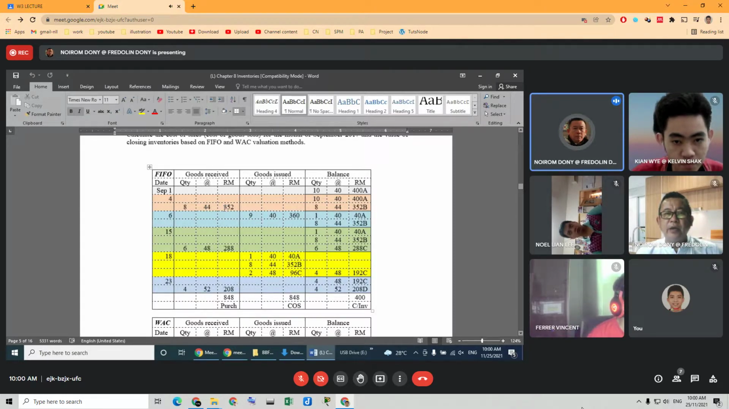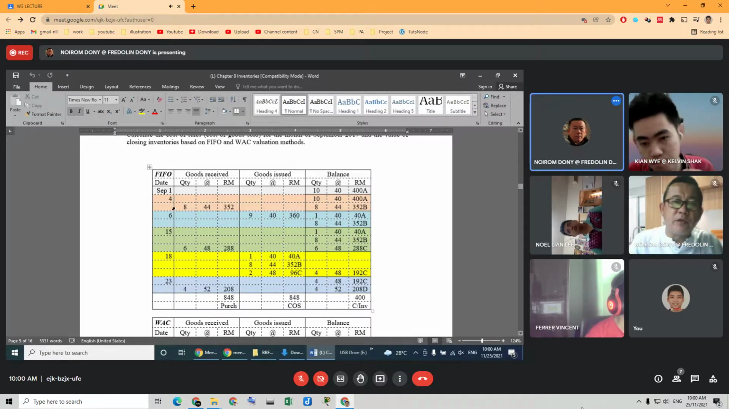Then you update the balance. But when you update the balance, you cannot add them up. You must present it separately so that you know which one came in first and which came in later. So 8 quantity, the price per unit 44, and total 352. So done, we have recorded the purchases on the 4th.